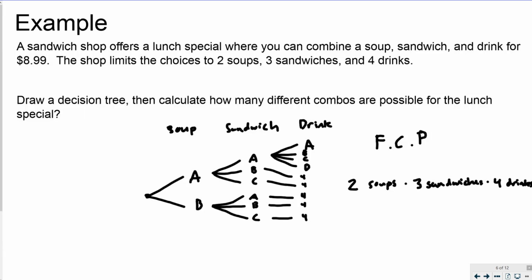And when you do that, 2 times 3 times 4 gives you a total of 6 times 4, or 24 combinations. So we have 24 different combos that we can make for our lunch special.